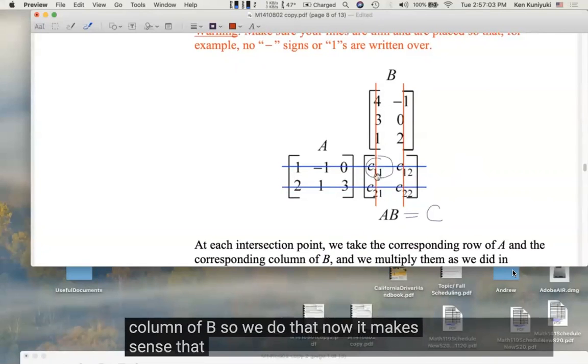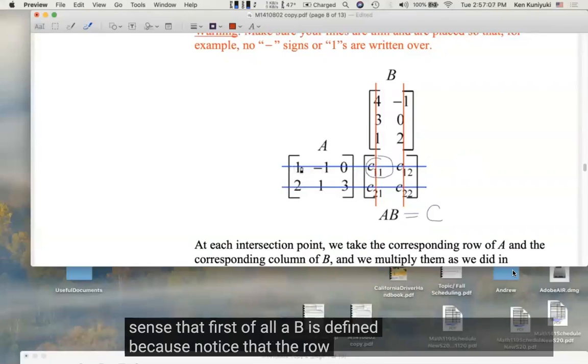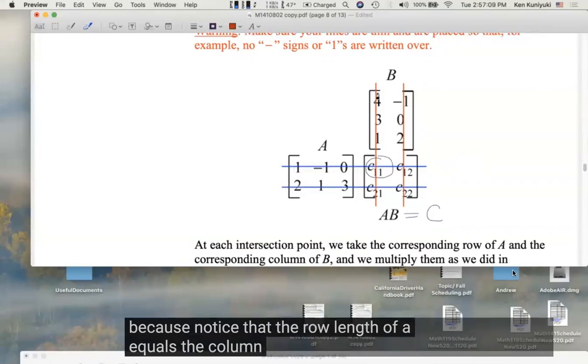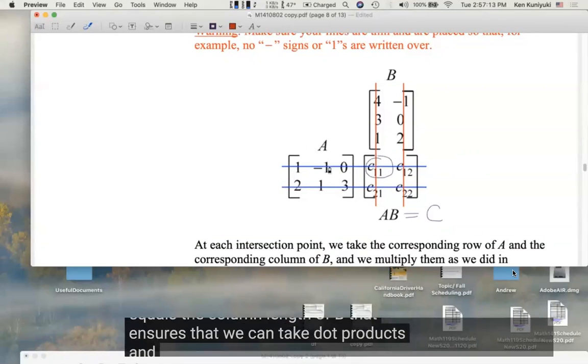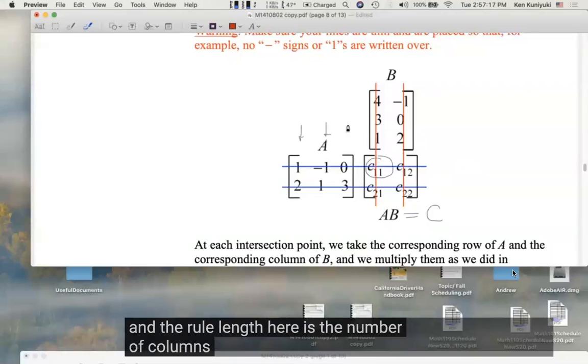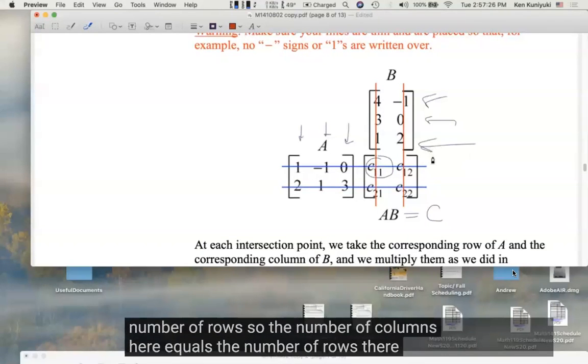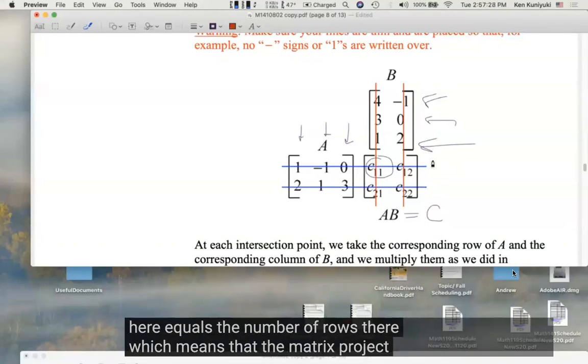Now, it makes sense that, first of all, AB is defined, because notice that the row length of A equals the column length of B. That ensures that we can take dot products. And the row length here is the number of columns. The column length here is the number of rows. So the number of columns here equals the number of rows there, which means that the matrix product is defined.